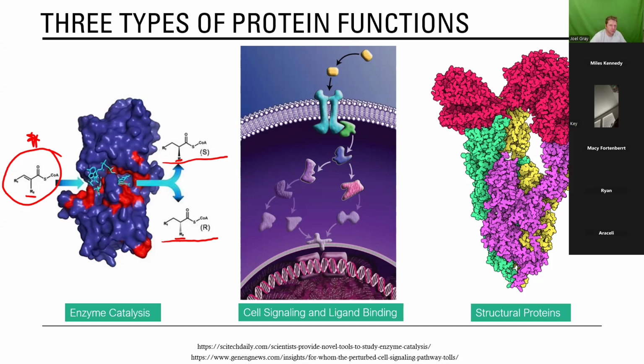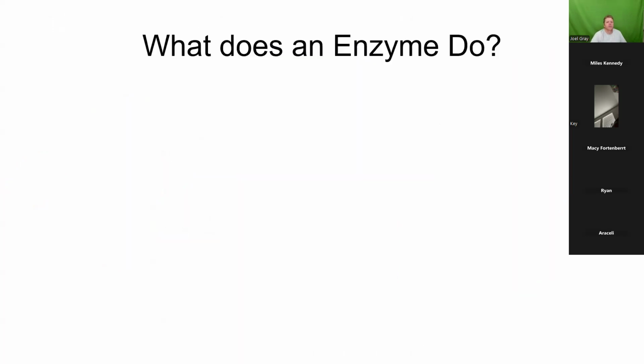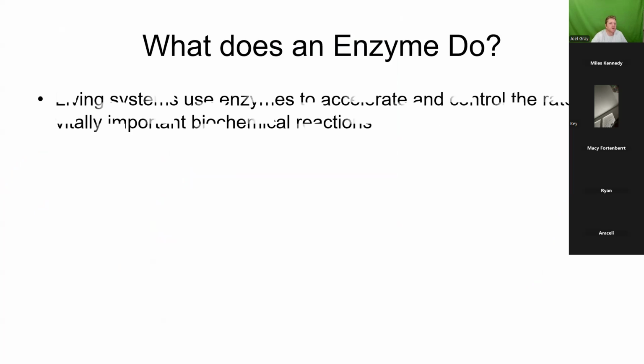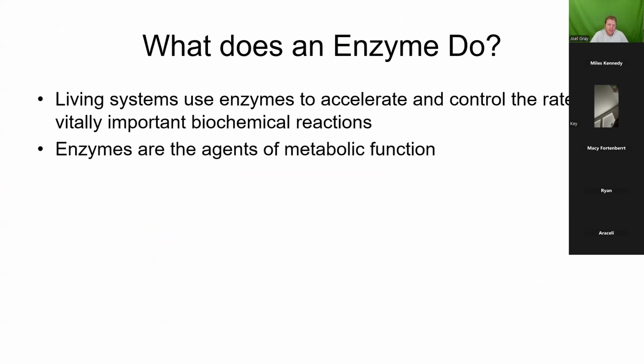Now, we're going to get into cell signaling and ligand binding and structural proteins a little bit later, but for this exam, I just wanted to get to enzyme catalysis and introduce that. Now, first question, aside from my description that I just gave you, what does an enzyme do? Well, living systems use enzymes to accelerate and control the rates of vitally important biochemical reactions. Next up, enzymes are the agents of metabolic function.